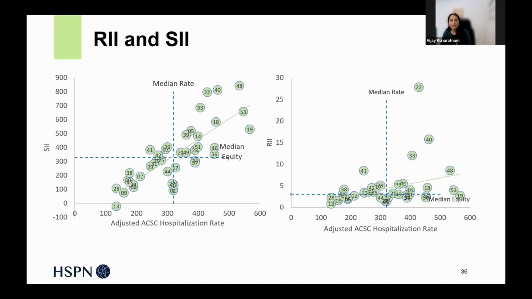And you can see here, both of these measures tend to show that higher ACSC rates are generally associated with more inequity. But when we look at the RII in particular, you can see there's a lot more clustering, right? So this is showing us many OHTs may have very similar relative inequity, even though their overall hospitalization rates may be quite different. Their absolute inequity might be a little bit larger, but their relative inequity might be a little bit more similar across these OHTs.